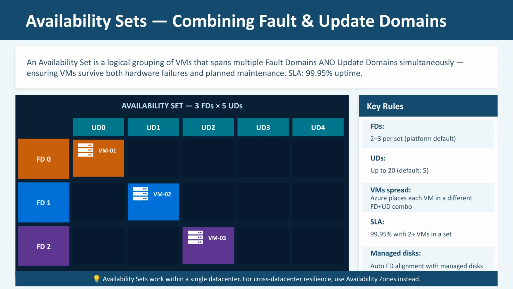Availability sets combine fault domains and update domains within a single data center. They ensure VMs survive both hardware failures and planned maintenance, offering a 99.95% uptime SLA when using 2 or more VMs in the set. For cross-data center resilience, use availability zones.